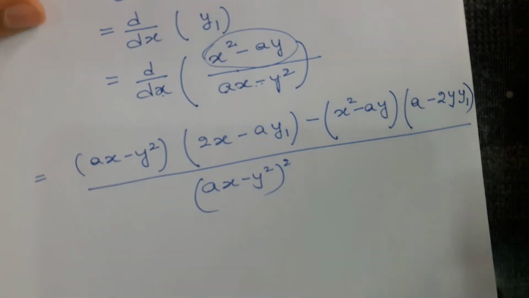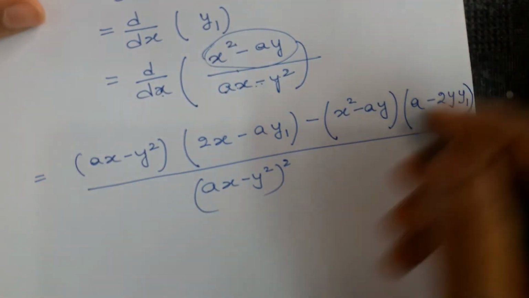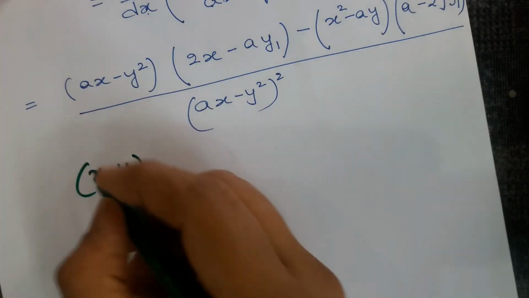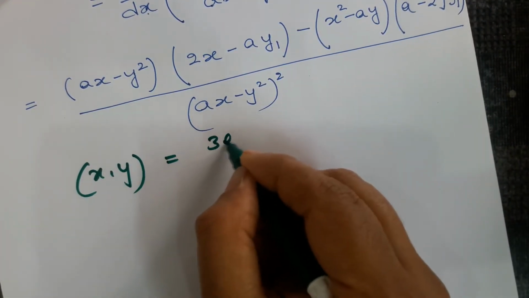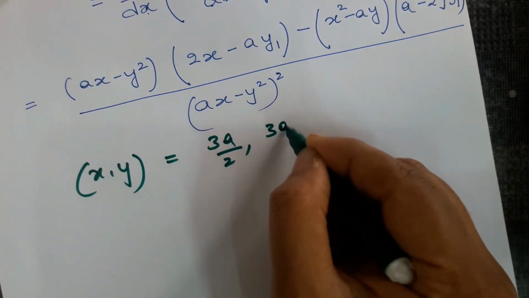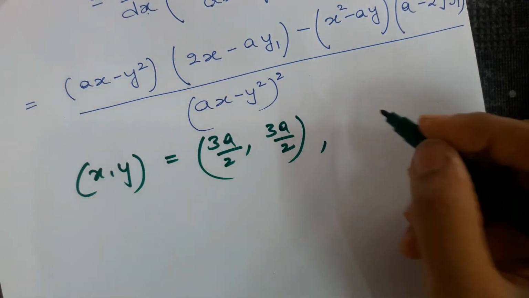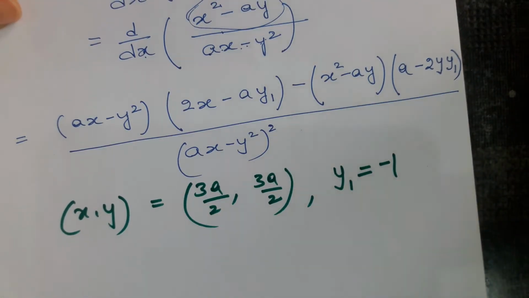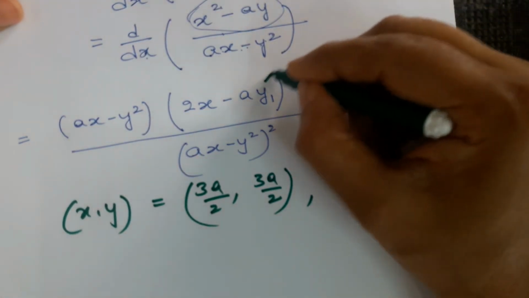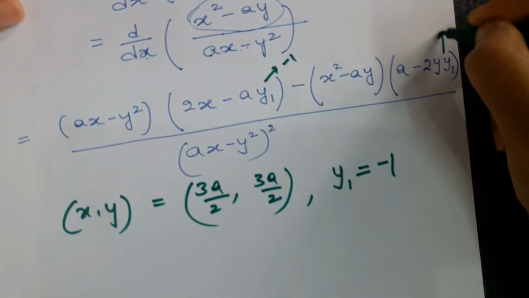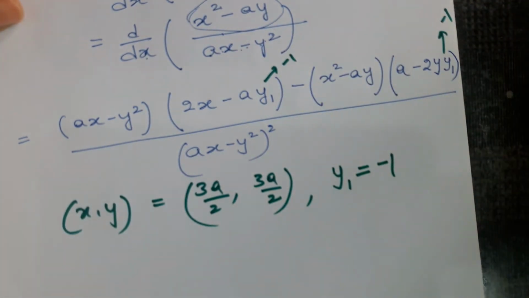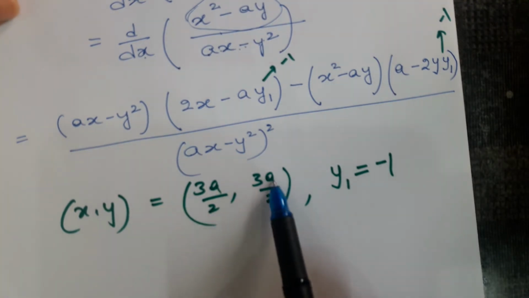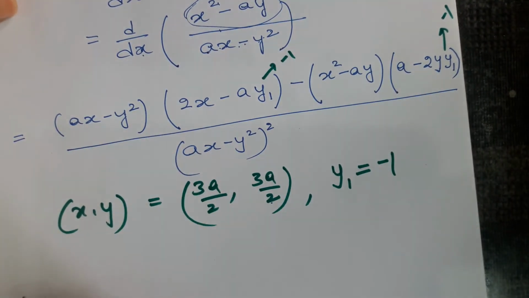Now the differentiation is over. All the values you should substitute. What are you going to substitute? You have to substitute x comma y as 3a by 2 comma 3a by 2. We also know the y1 value, y1 is minus 1. So wherever y1 comes, I will substitute minus 1; wherever x comes, I will take 3a by 2; wherever y comes, I will take 3a by 2. So substitute all the values.